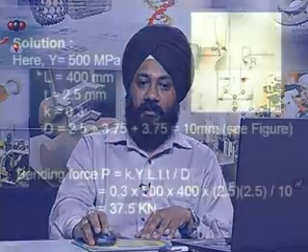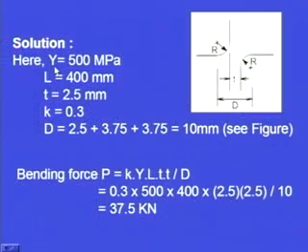Now, here the value of Y is the same as the material is the same. When the material is the same, the value of Y will be taken as 500 megapascal. The length is also 400 millimeter, same as above. T is 2.5. The only change that is noted here is K. In case of the V type of die, what was the value of K that was chosen? It was chosen as 1.3.